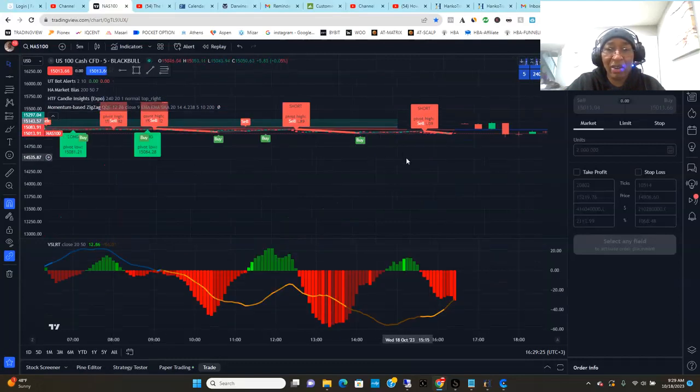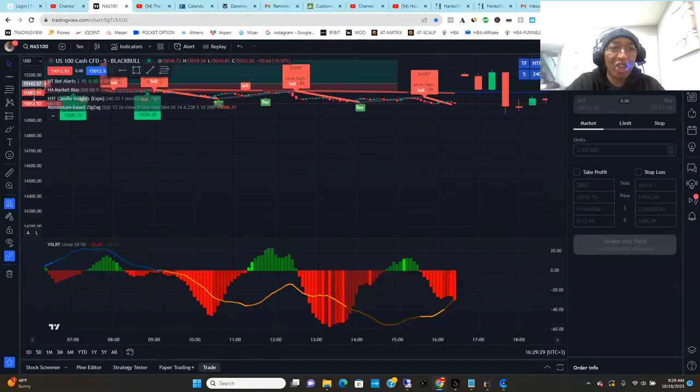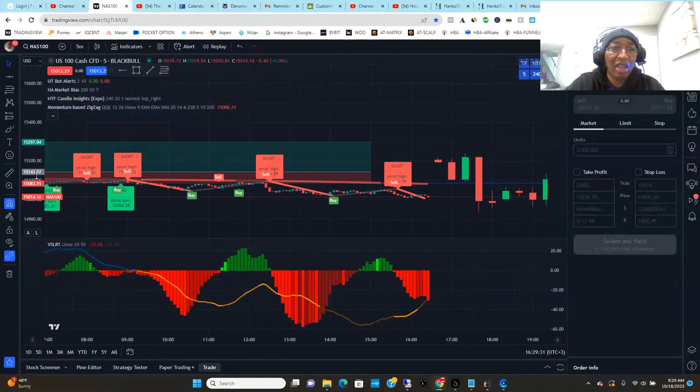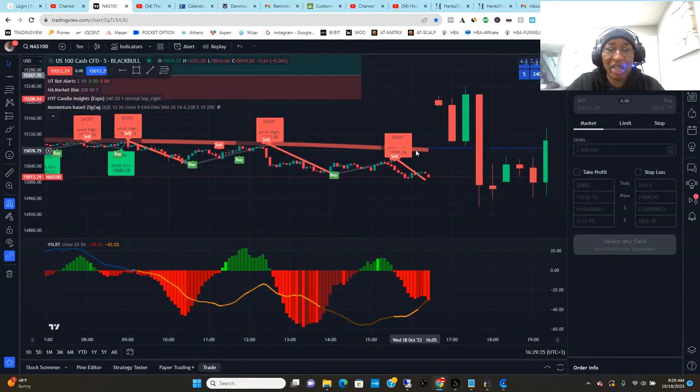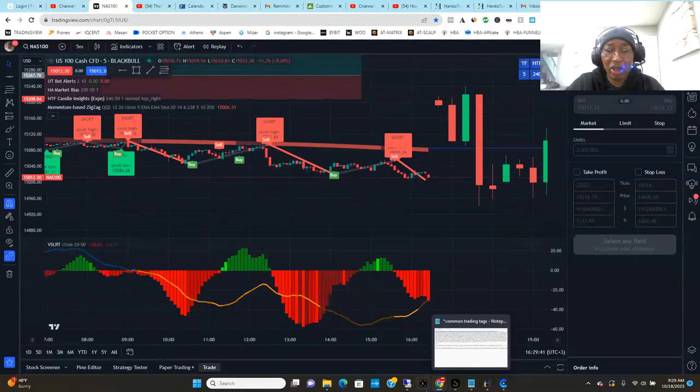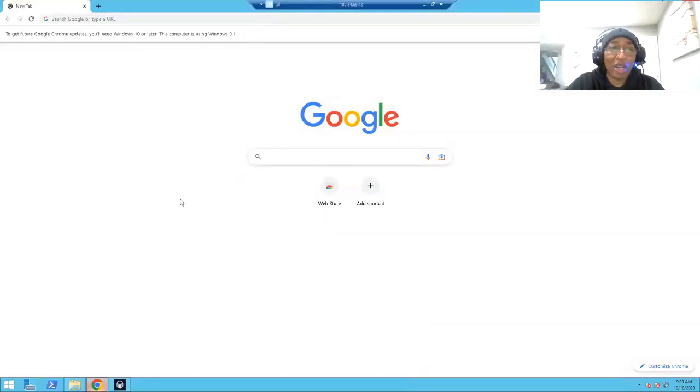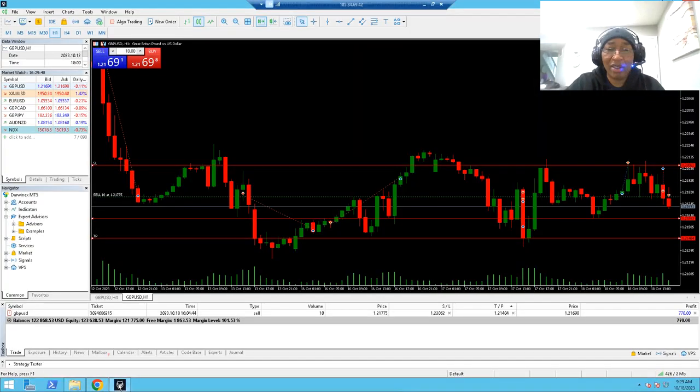You can see right now it's on a downward trend. This is NAS 100, the 5-minute chart. You can see it's showing us red, down. The signals here are telling us to short. Short the market here. So we can just go and short this market. Let's see what will happen. You can short the market here.